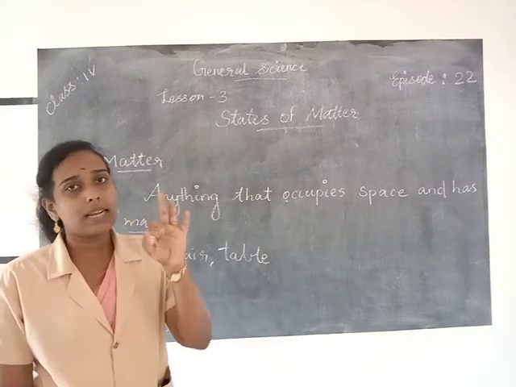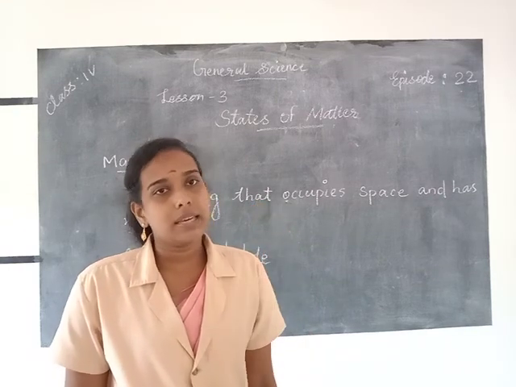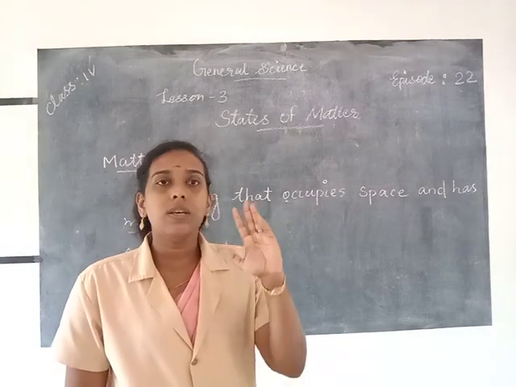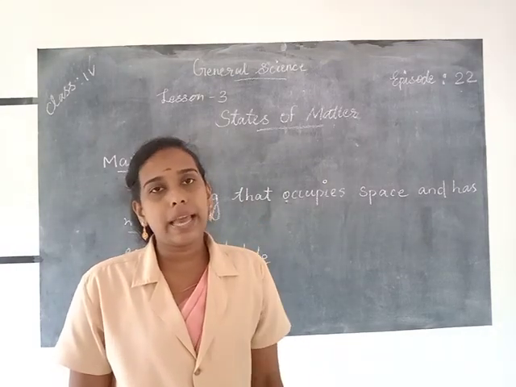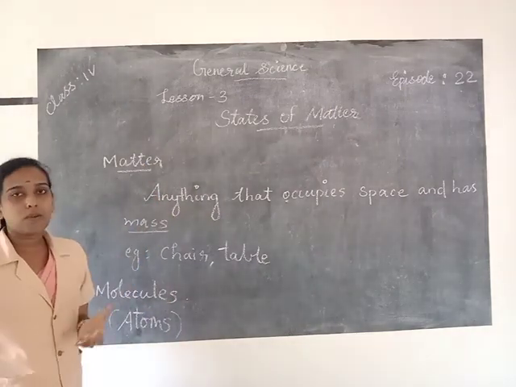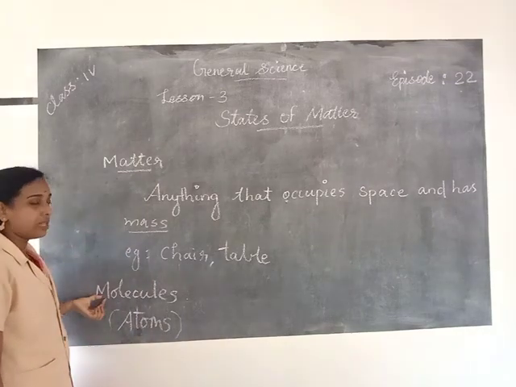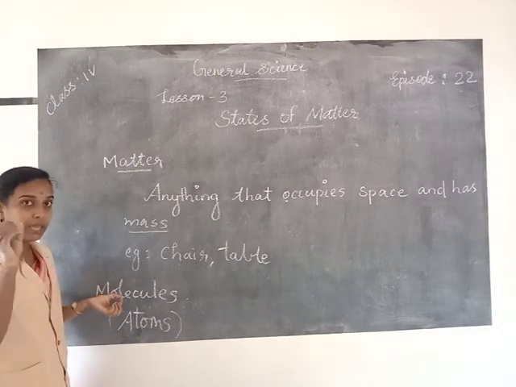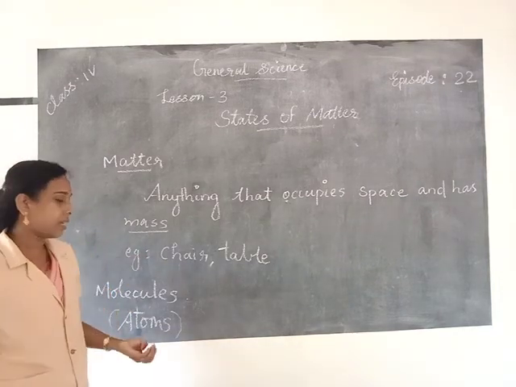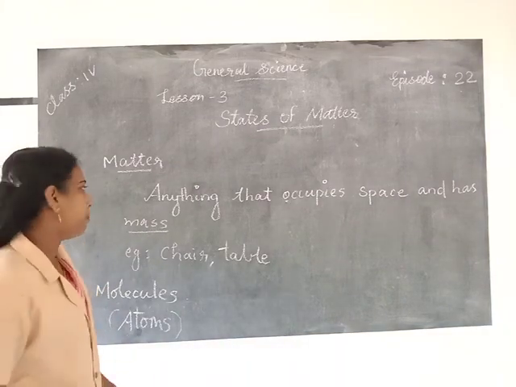Mainly there are three states of matter: solid, liquid and gas. These are the three states of water: solid, liquid and gas. So before that, matter is anything that occupies space and has mass, and matter is made up of invisible tiny particles called molecules, and the molecules are also made up of very small particles, and these are called atoms. Then, the different states of matter.